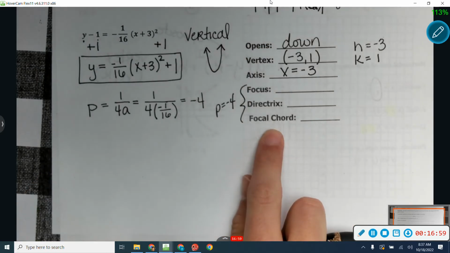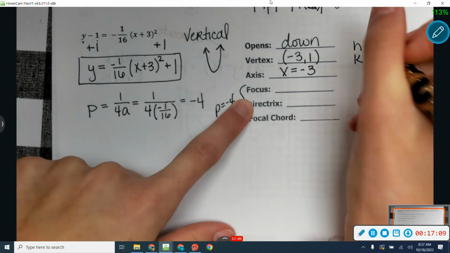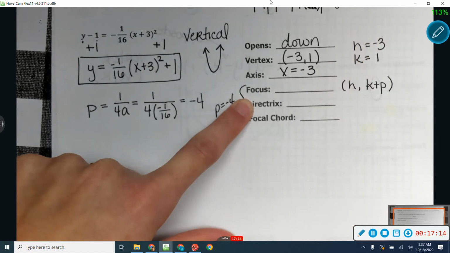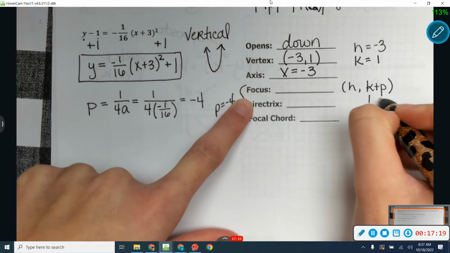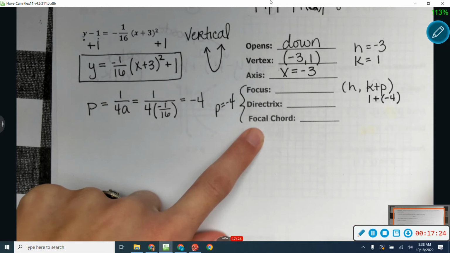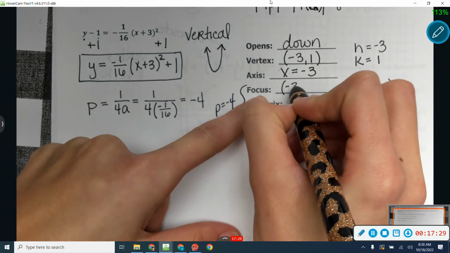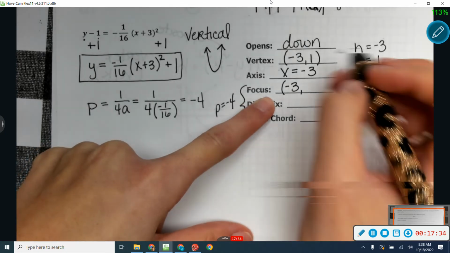So if it's opening down or left, your p will be negative. Okay? So my focus formula is h with k plus p for my y value. Alright? So my k is 1 plus my p is negative 4. So 1 plus negative 4 is going to be negative 3. So I keep my h value, which is negative 3, and now my y value is going to be negative 3 also.